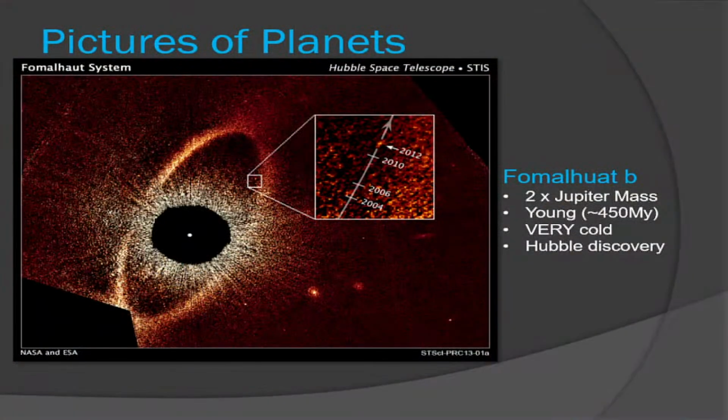This is a picture of some baby planets around a relatively newborn star. I believe Fomalhaut b is the name of the planet, and Fomalhaut is the name of the star. And this particular planet, you can see the arrow pointing at it there. So they've tracked the orbit of this little blob over time. This is where it was in 2004, and this is where it is in 2012. By looking at the characteristics of its orbit, they have estimated that it's about 2 times the mass of Jupiter, so a gigantic planet.